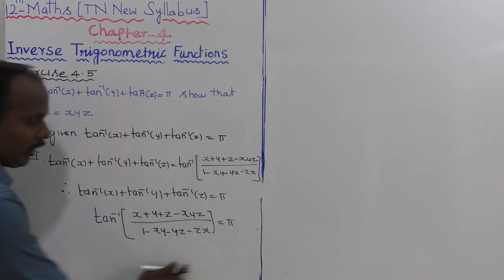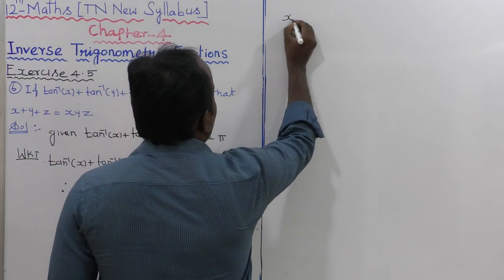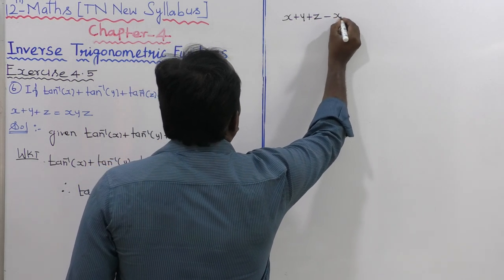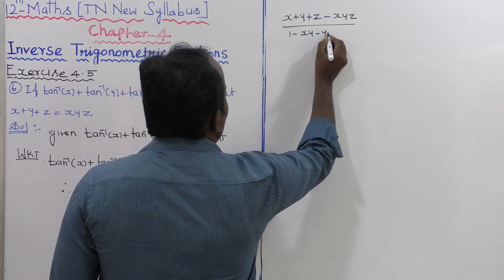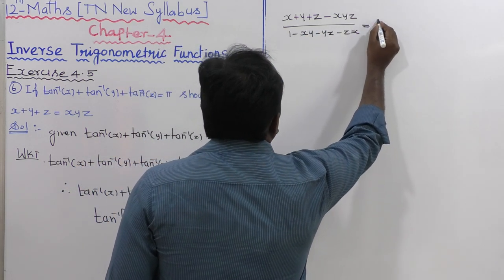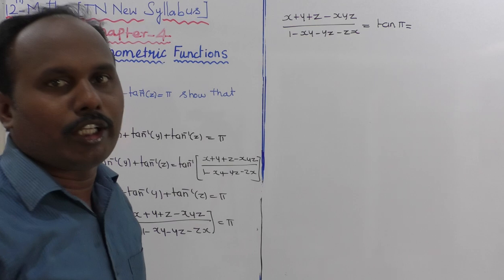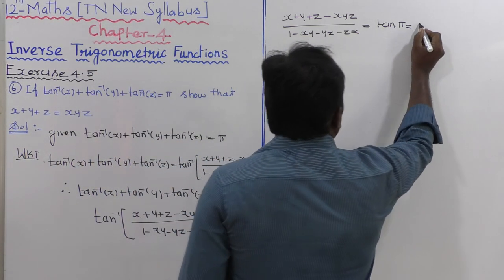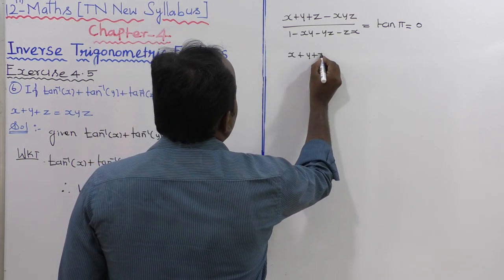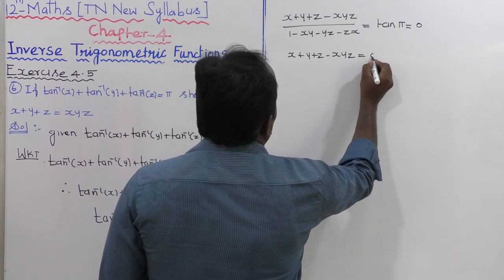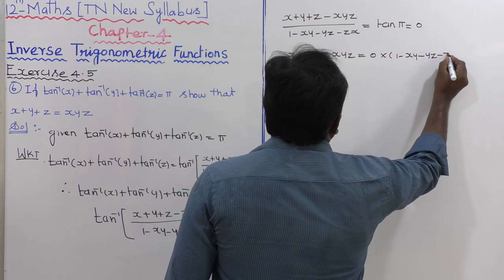So tan inverse is going to the right side, and the remaining value is (x plus y plus z minus xyz) whole divided by (1 minus xy minus yz minus zx) is equal to tan pi. Tan pi means tan 180 degrees, which is 0, so tan pi is equal to 0. Now the numerator is equal to 0 times (1 minus xy minus yz minus zx).